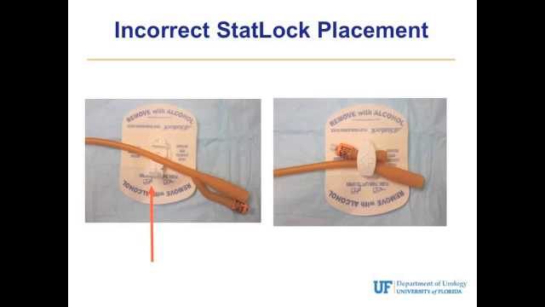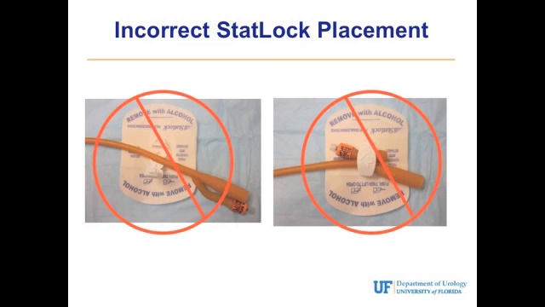These are examples of incorrect placement of a stat lock. In the picture on the left, the balloon and outflow port are not secured, which allows the catheter to move freely. In the picture on the right, the balloon port is folded in on itself. Both of these methods can lead to damage of the catheter or failure of the stat lock and should be avoided.